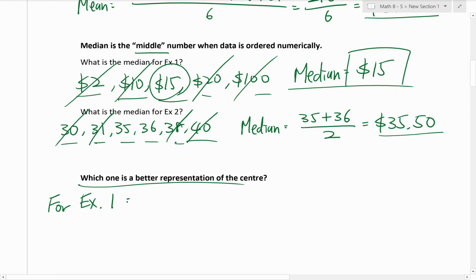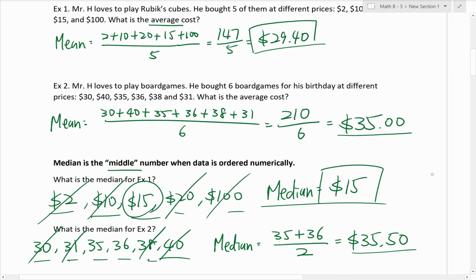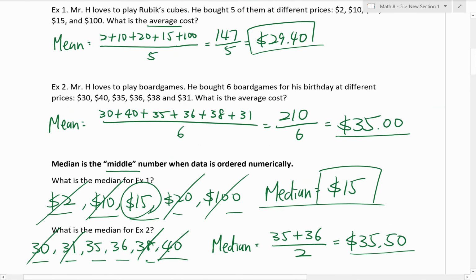Hopefully you thought about it. Personally, and I think most of you will probably agree, the better representation for the center in this case, to describe what a typical value is, would be the median. You can see here the median is 15, and you can see all these prices: $2, $10, $15, $20, and $100. So 15 makes sense.